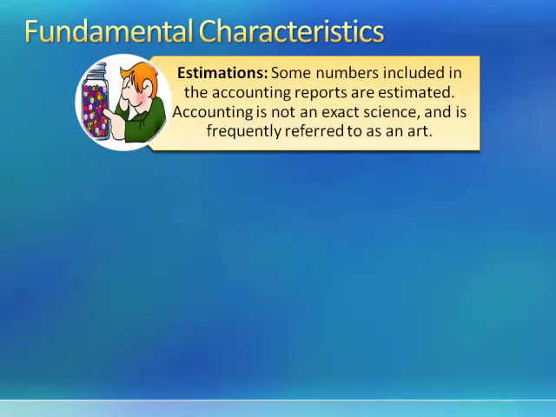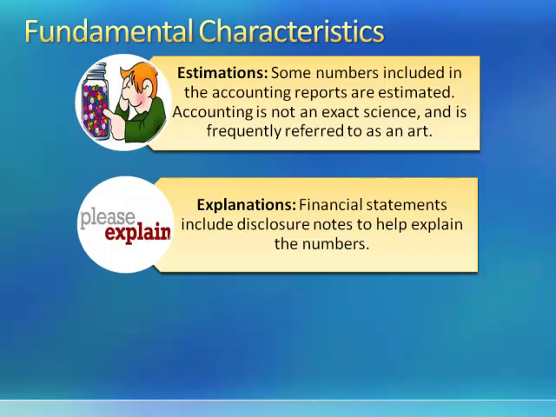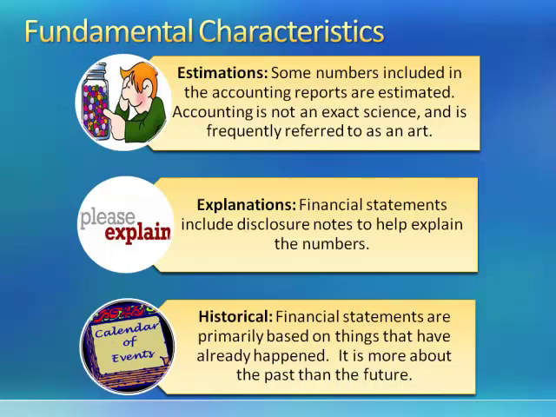Next, estimations. Many people believe that accounting is an exact science, but in reality, many numbers included in the accounting reports are estimated. Accounting is not an exact science and is frequently referred to as an art. Next, explanations. Financial statements include disclosure notes to help explain the numbers. Financial statements are not complete if these disclosure notes are not provided. Next, historical. Financial statements are primarily based on things that have already happened. Financial statements are more about the past than the future.